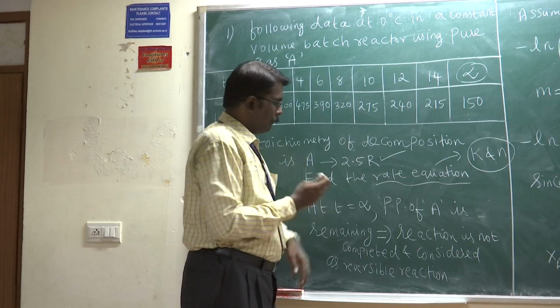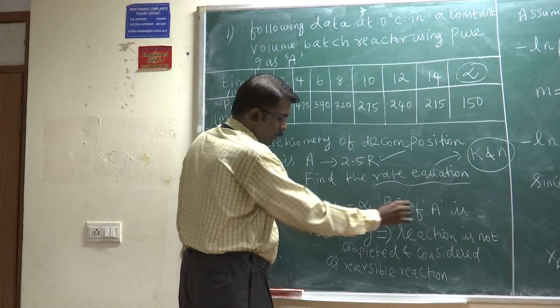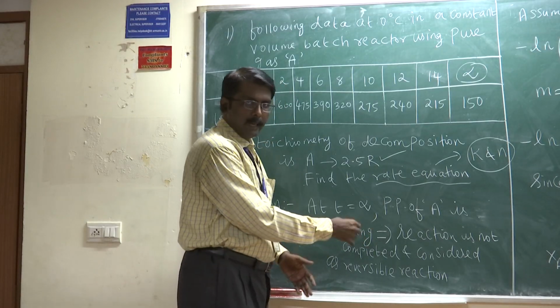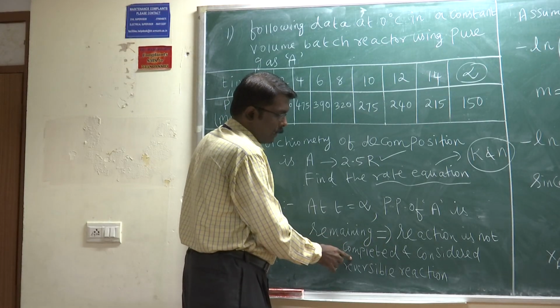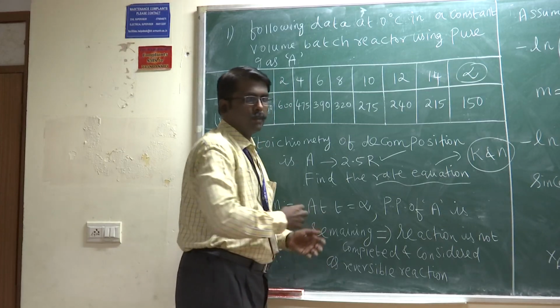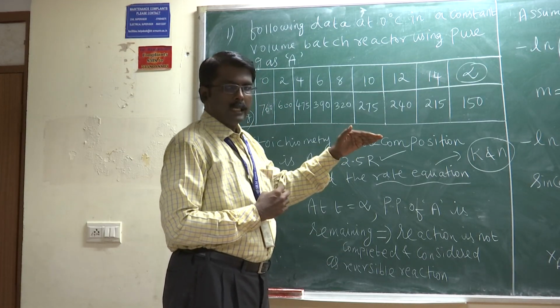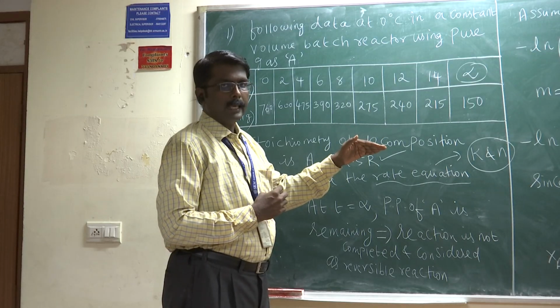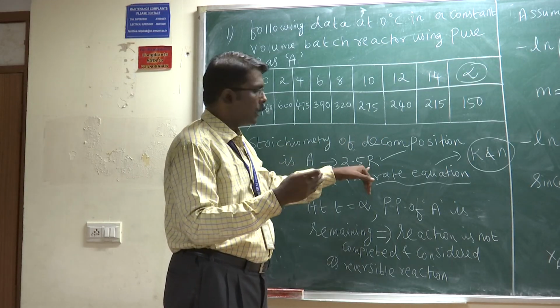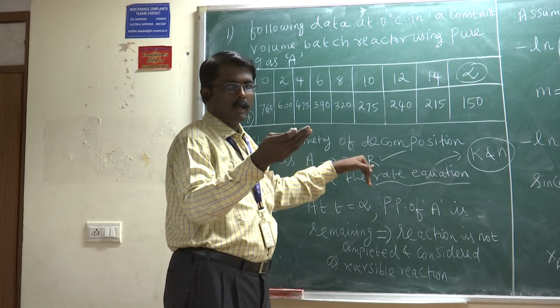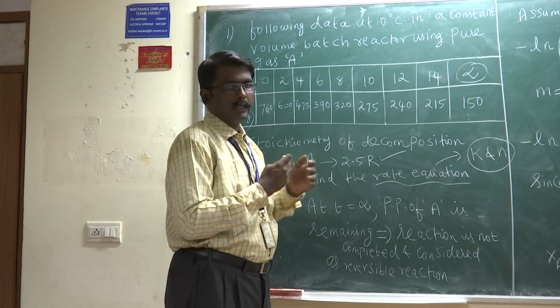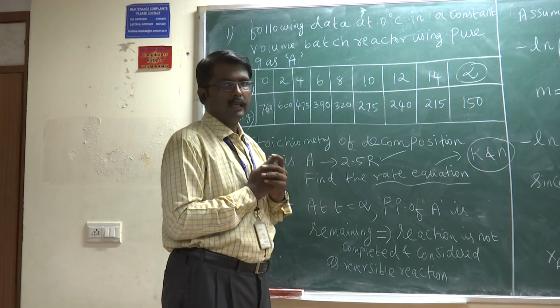So at t equal to infinity, the partial pressure of A is remaining. This means that the reaction is not completed and is considered as a reversible type reaction. So we can consider the reaction to be a reversible type reaction, like A giving the component R, and in the same manner the component R also giving us the component A. That type of stoichiometry we can consider.